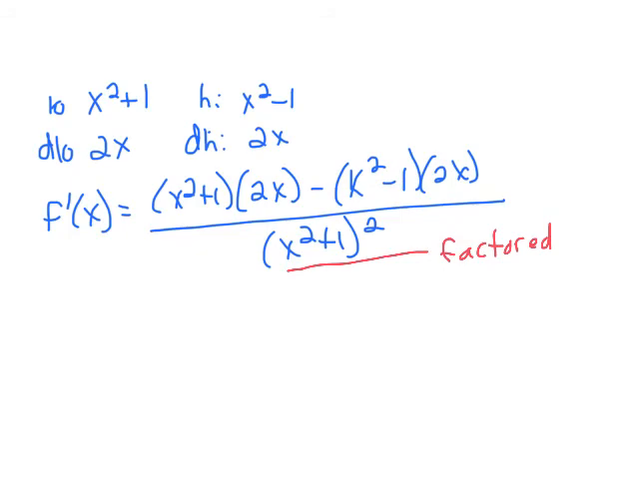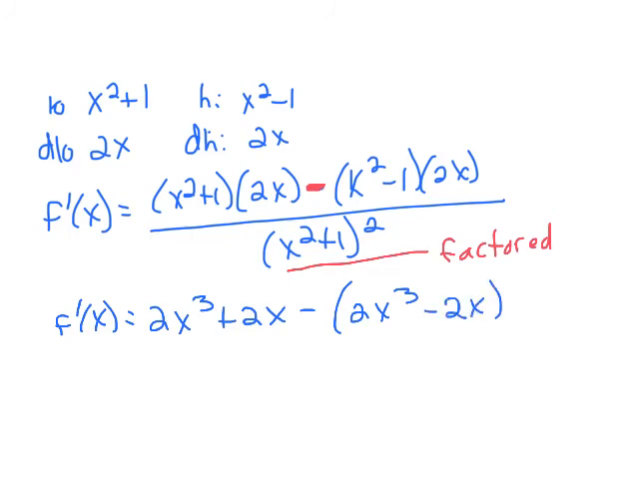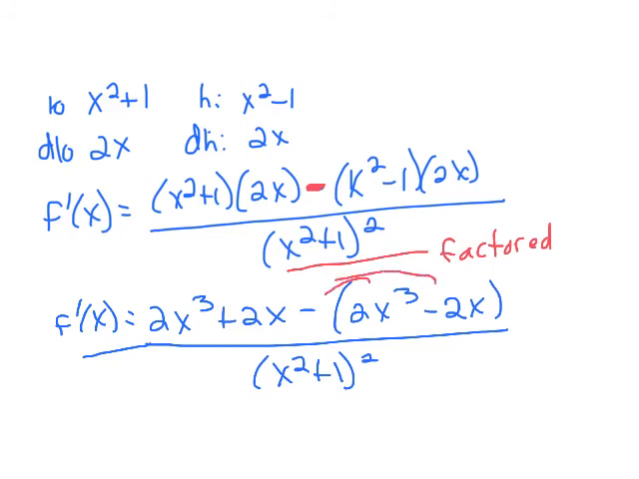So in the numerator, I'm going to distribute. I'm going to be careful of the negative sign here, and we'll see what we get. So f prime of x is equal to 2x cubed plus 2x minus, I'm not even moving my parentheses yet, 2x cubed minus 2x, all over, this stays factored, quantity squared. What I would do next is I'm going to distribute the negative, and then try to simplify the numerator.